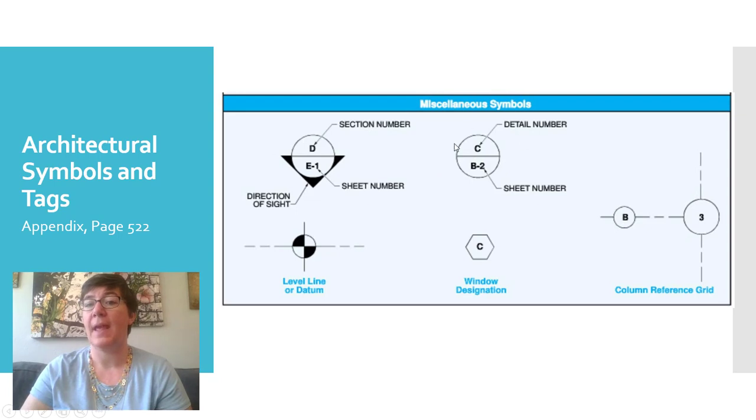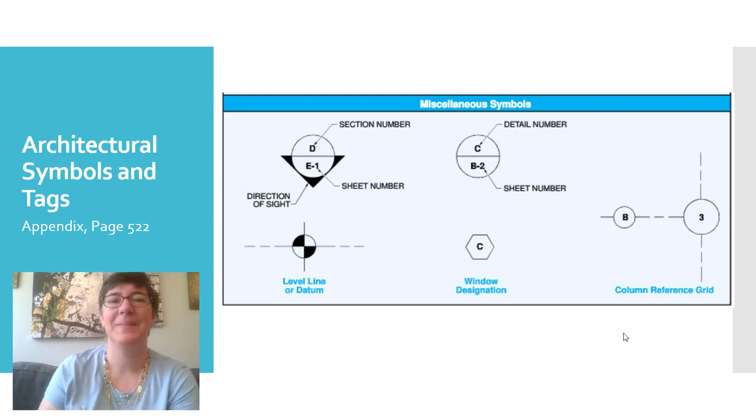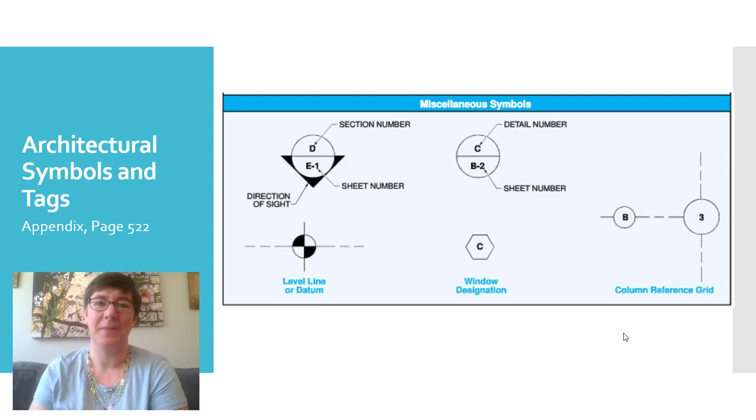Over here is the detail tag. It's very similar to the section tag. It's got a number and a sheet. We've got a datum line, a window tag, and a column reference. But in the lesson content for this week, I've given you some more information, so let's review that.